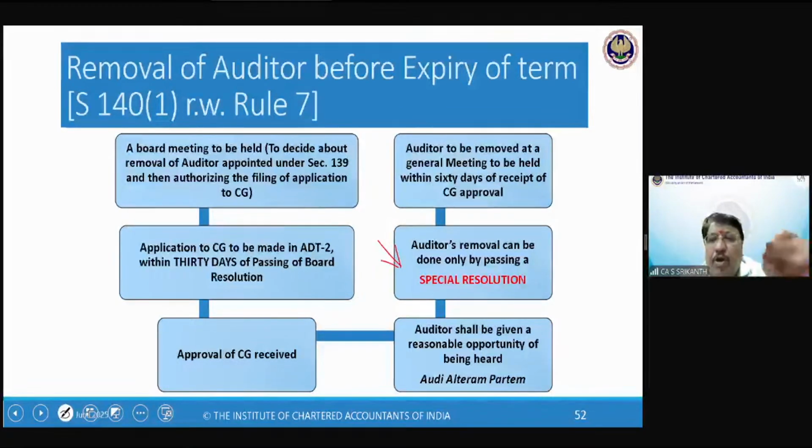Removal of auditor before expiry of term: obtain central government approval, then the auditor should be removed at a general meeting to be held within 60 days of receipt of CG approval. So two conditions. One, the removal should be done at a general meeting within 60 days of receipt of CG approval. Two, you should pass a special resolution. If both these conditions are satisfied, then remove him.